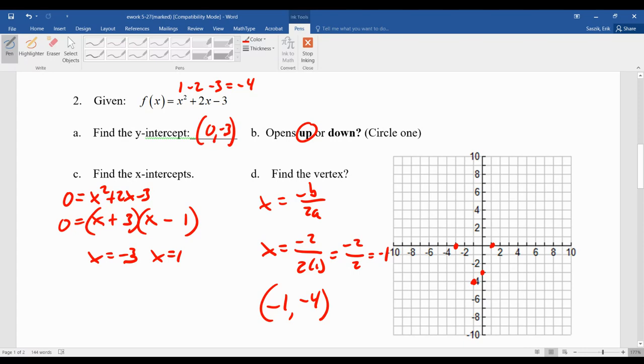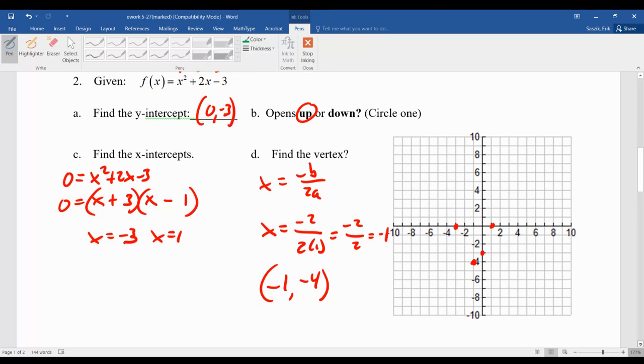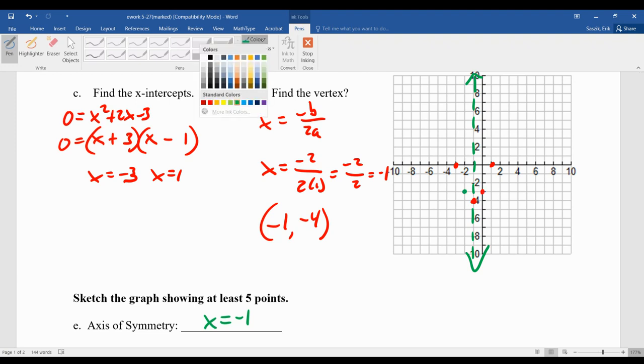-3. Now I'm going to go ahead and put down the axis of symmetry. Now I know it asks for it further down here. So that would be x equals -1. And I'm going to draw that in here. Now remember, it says sketch using 5 points. Well, right now we have 4 critical points, but we know the mirror image of this y-intercept would be right there. So that's our 5th point.